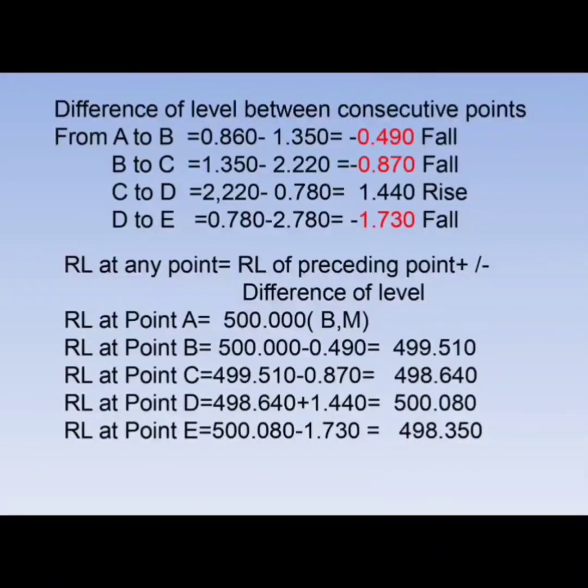RL at point A is the benchmark, that is 500 meters. RL at point B is 500 minus fall of 0.49, that is 499.51. RL at point C is 499.51 minus fall of 0.87 from the previous step reading, that is 498.64. RL at point D is 498.64 plus 1.44 in rise, that is 500.08. RL at point E is 500.08 minus 1.73 fall, that is 498.35.